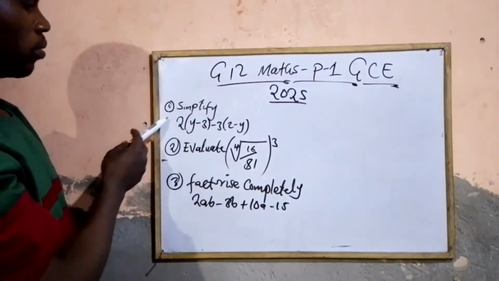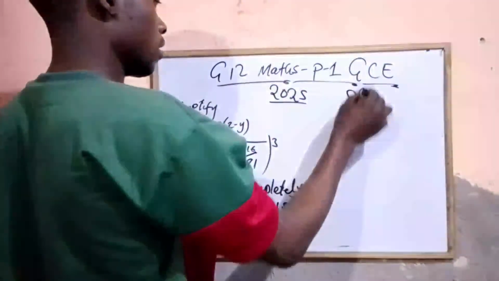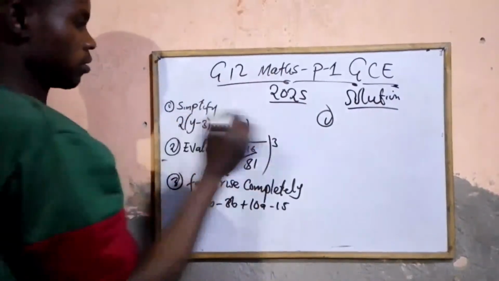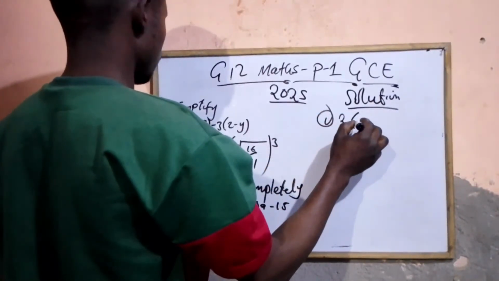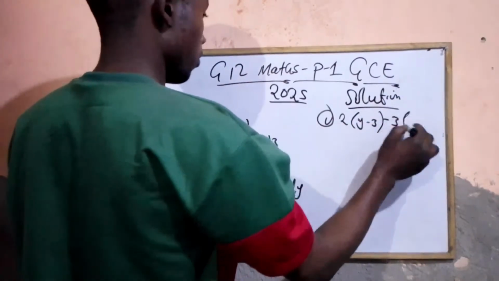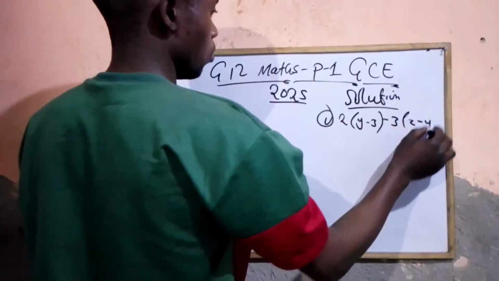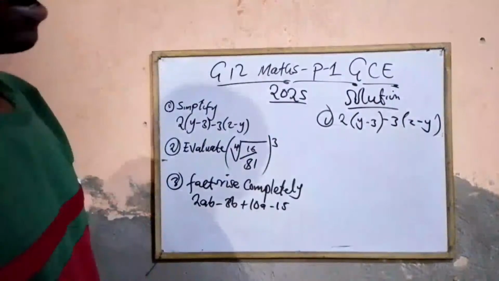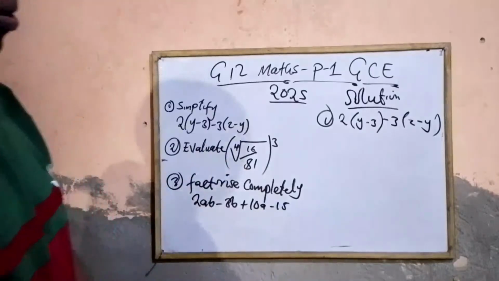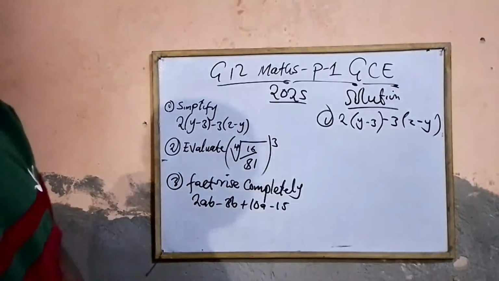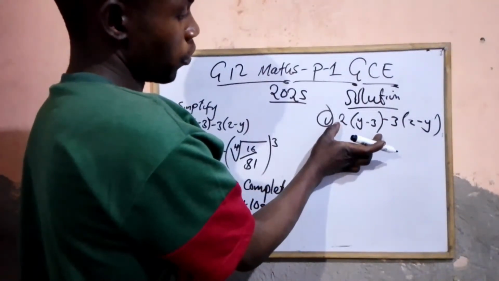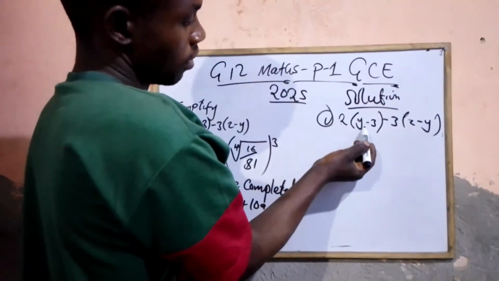So question 1, we are told to simplify. So for solution, this is question 1 here. We are told to simplify 2(y minus 3) minus 3(2 minus y). This is a simple question which you can just solve within a minute. So first of all, we have to expand this number with what is in the brackets.